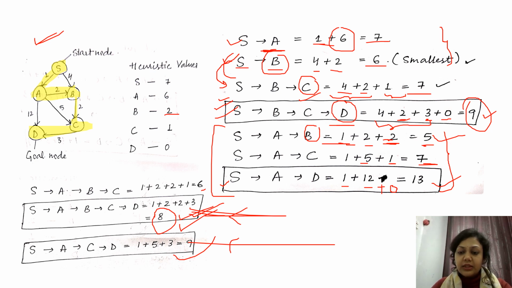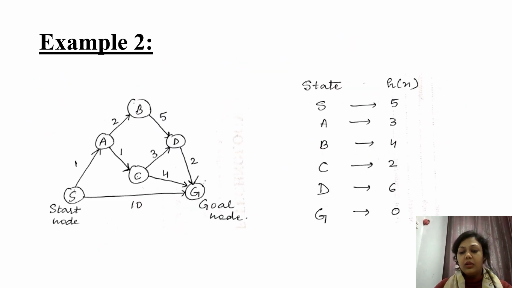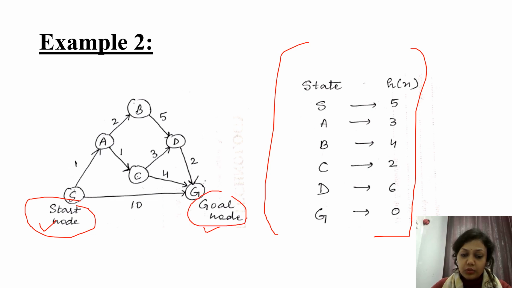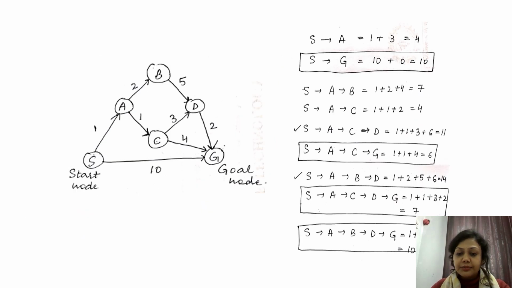Let's look at another example. Now, in this numerical, we are given this graph and we have given some heuristic values. Again, we have to calculate the minimum path, the minimum value for this graph from the starting node to the goal node. Also in this numerical, we are given what is the start node and what is the goal node. Okay, let's see.